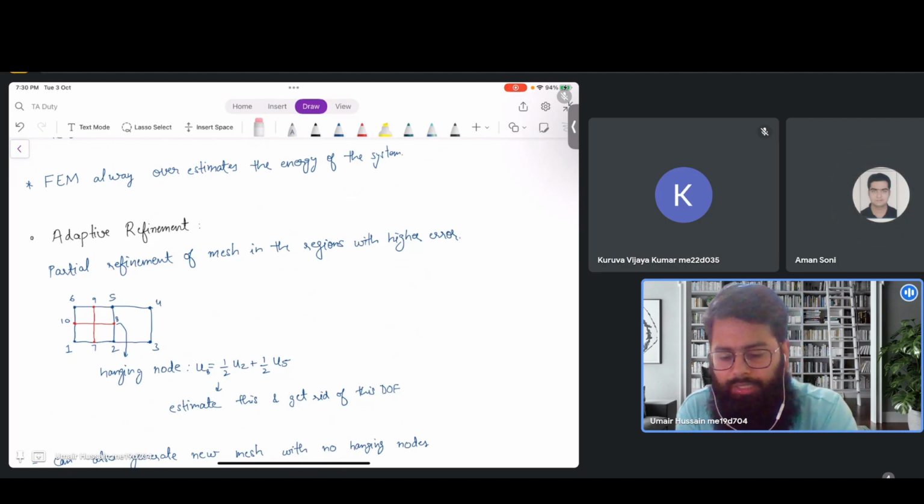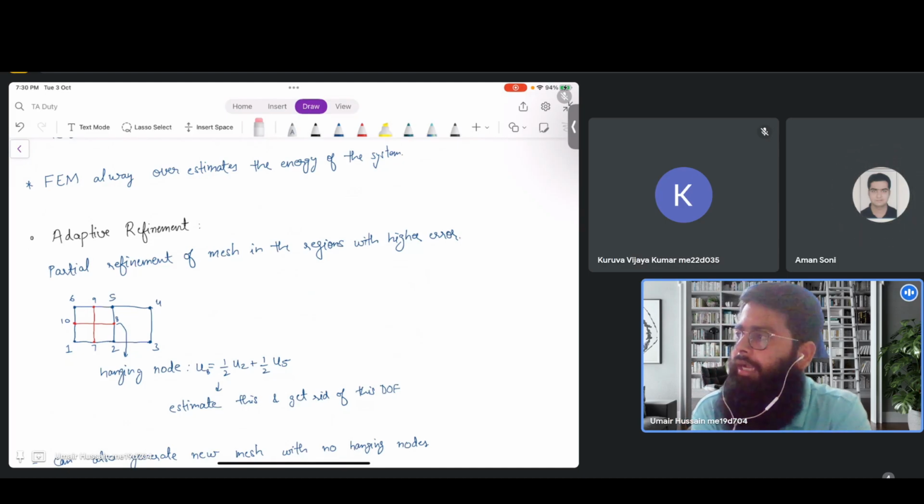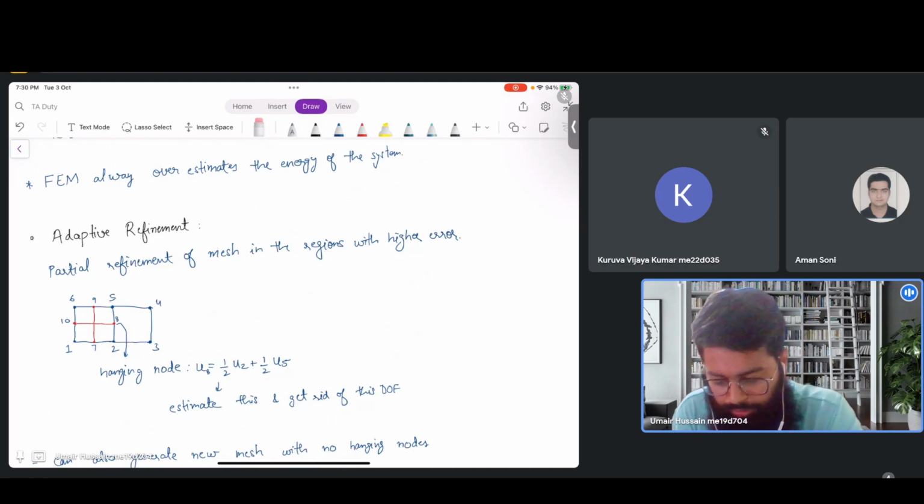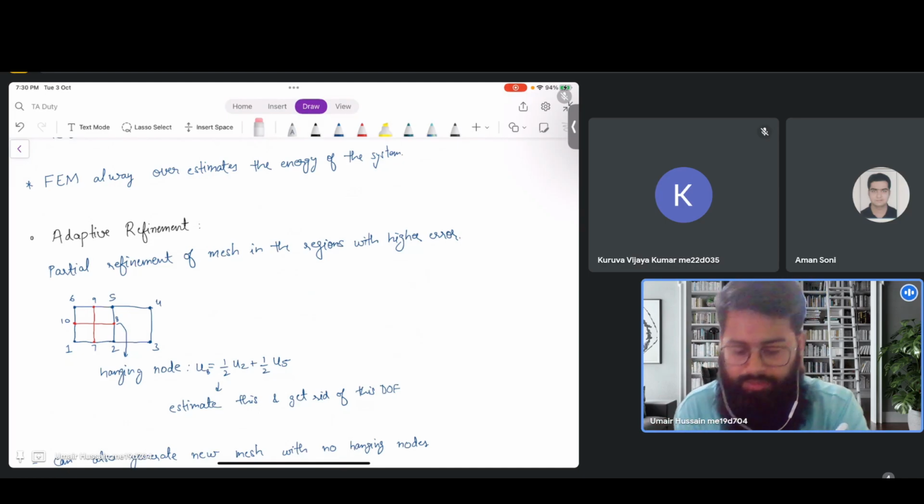So I think it's used in problems like crack propagation also. Yeah, there we need more accuracy near the cracked surface. As it proceeds, I will see that the mesh is getting refined there. I work on phase field modeling. It's also useful there. I did try it once in my model.